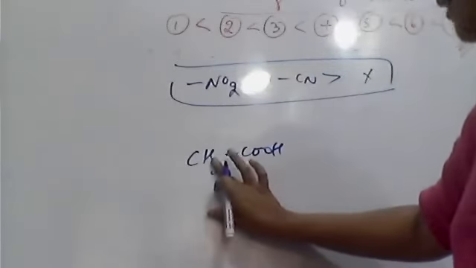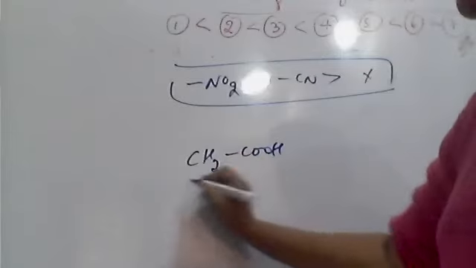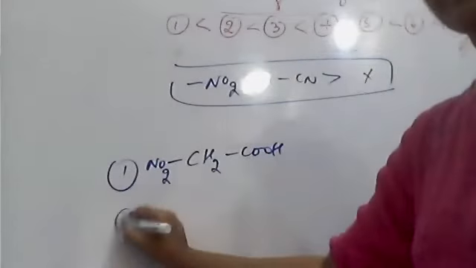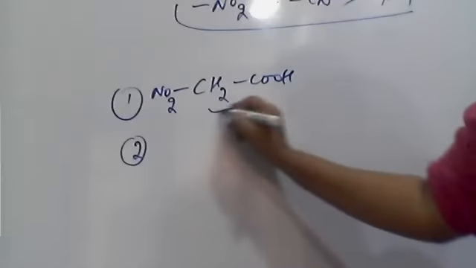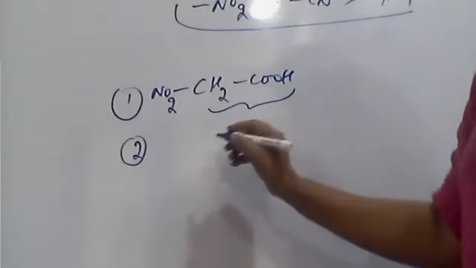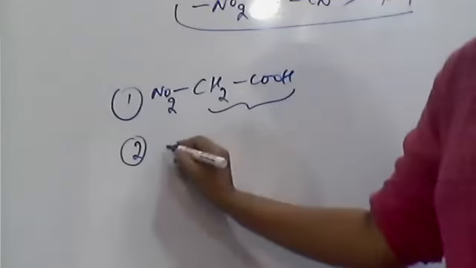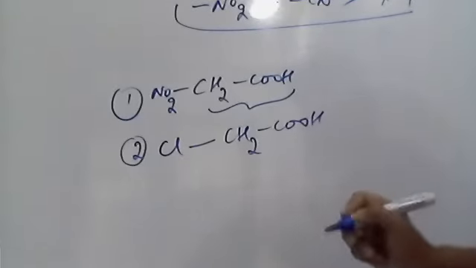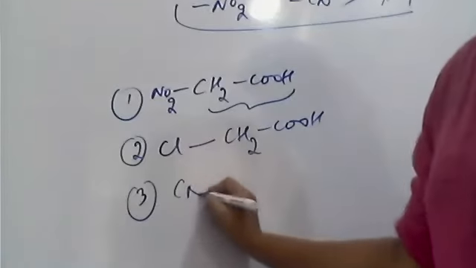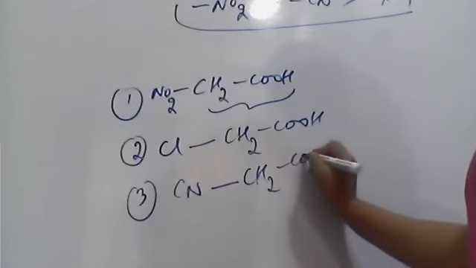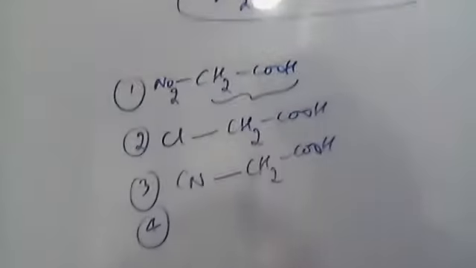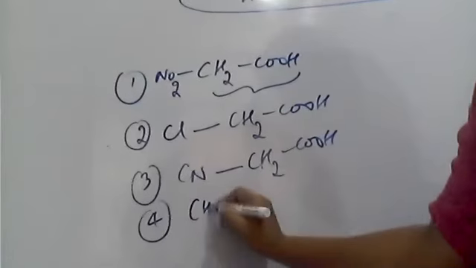CH3COOH. Now replace one of the hydrogens with nitro. This is a stronger acid. Once again it is minus I effect only, because it is saturated. And next, if it is chlorine, meaning halogen, CH2ClCOOH. And next, the third I'm writing is the cyanide group, CH2CNCOOH. Now the fourth one I'm writing is the simple acetic acid.